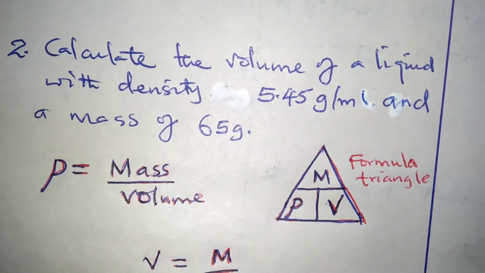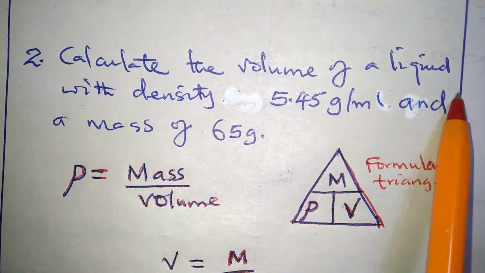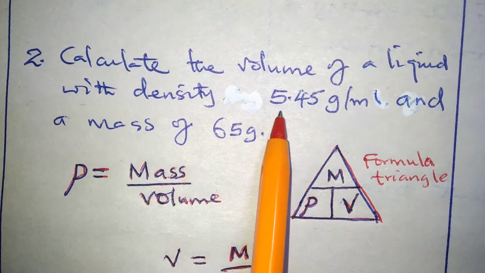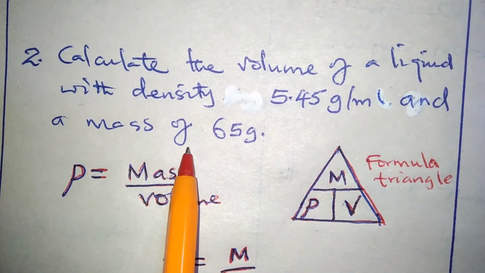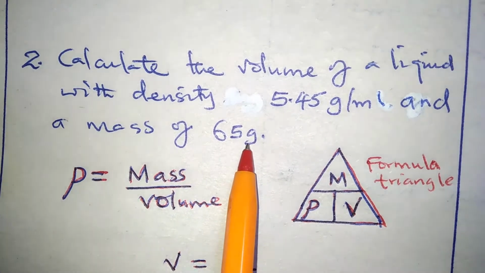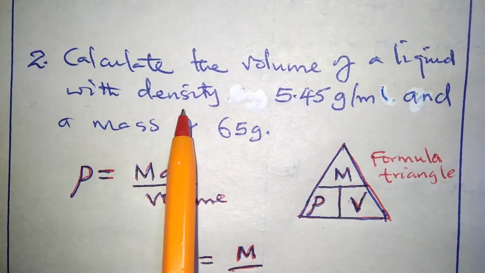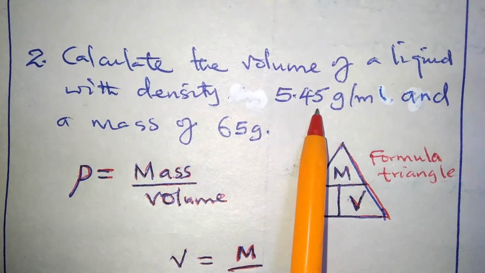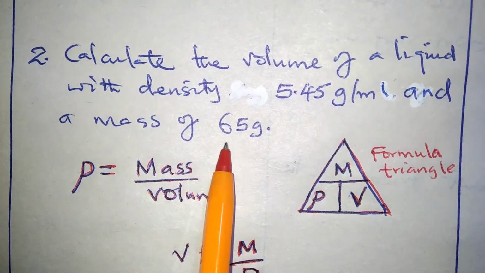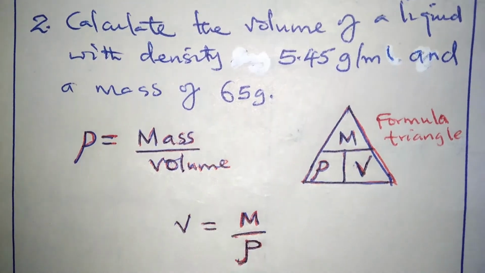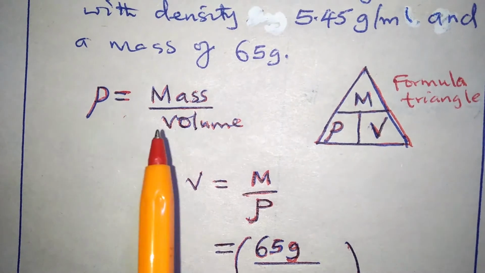Another example for us is: calculate the volume of a liquid with density 5.45 grams per milliliter and a mass of 65 grams. We have to calculate the volume of a liquid whose density is 5.45 grams per milliliter and has a mass of 65 grams. Now again, to do this, we need to remind ourselves of the formula. Density is equal to mass over volume.